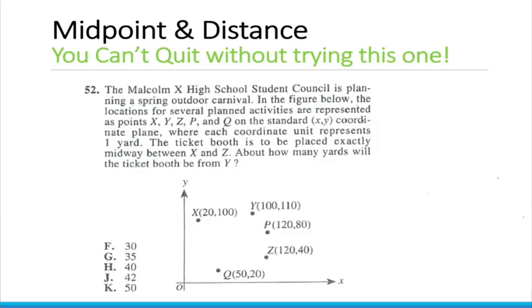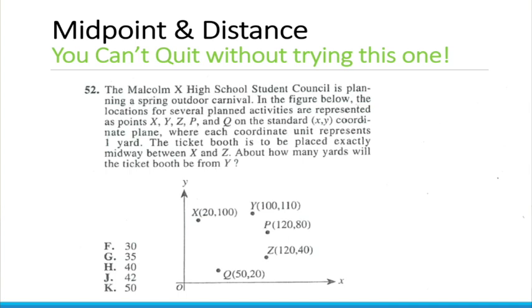Okay. Let me read it first. Malcolm X High School Student Council is planning a spring outdoor carnival. There's nothing in the first sentence that I would want you to underline. In the figure below, now remember they do a lot of wordiness to describe a figure. In the figure below, the locations for several planned activities are represented as X, Y, Z, P, and Q on the standard coordinate plane, where each coordinate unit represents 1 yard.